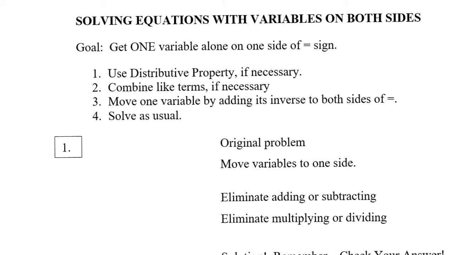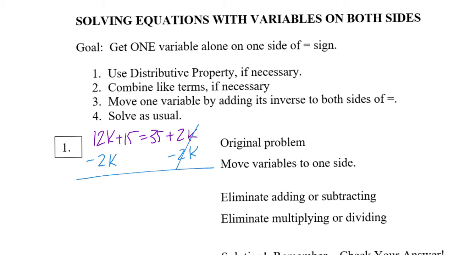All right, so the first problem you're going to need to fill in is 12k plus 15 equals 35 plus 2k. Our first step is to move the variables to one side. I like to move the one that is smaller, so I'm going to minus the 2k, just because dealing with negative variables a lot of times is a struggle for students. So I'm going to put them together.